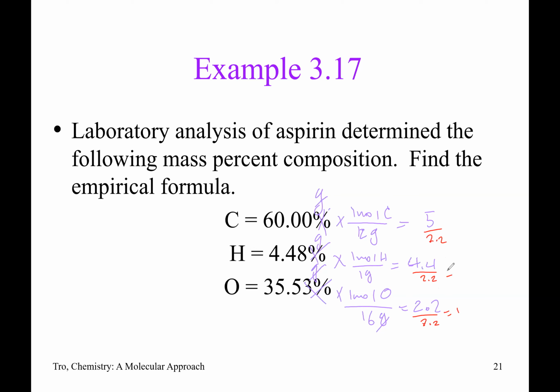That gives me 1, 2, and this would give me what? 2.27. So now I have this ratio of 2.27. Why 2.2? Is not, because that was the smallest number. Or maybe 35 is different. 35.53 divided by 16, what number does that give? 2.2. Oh, okay. Yeah, no, it was 2.2.